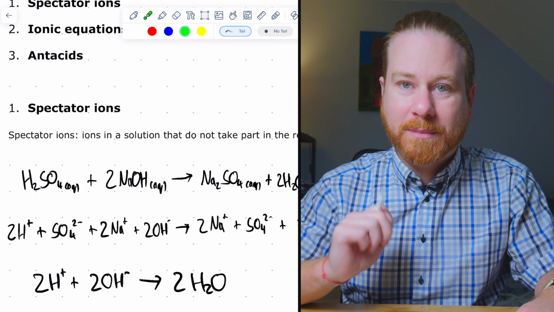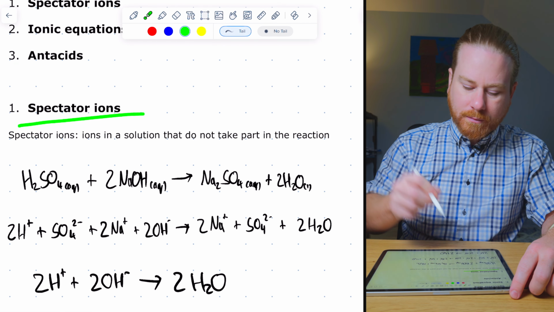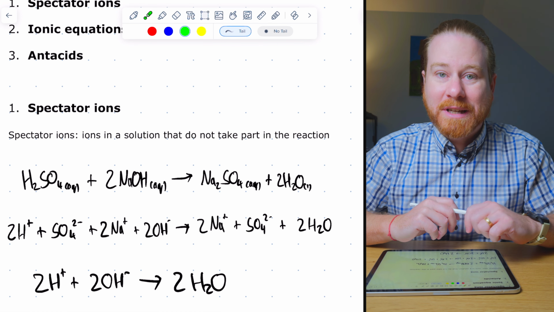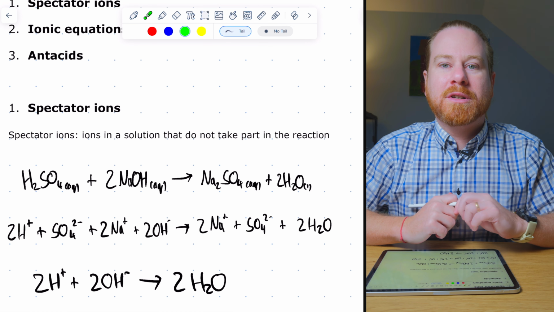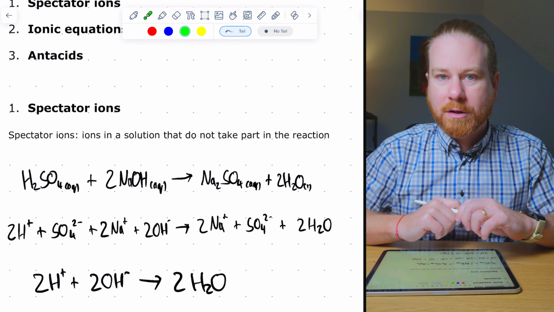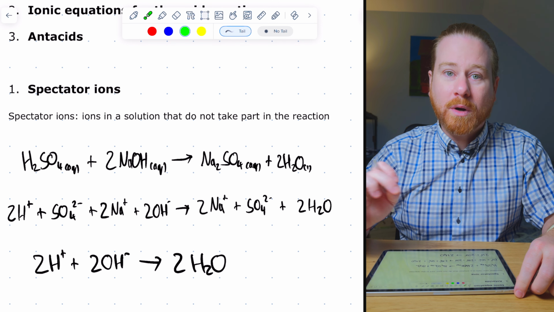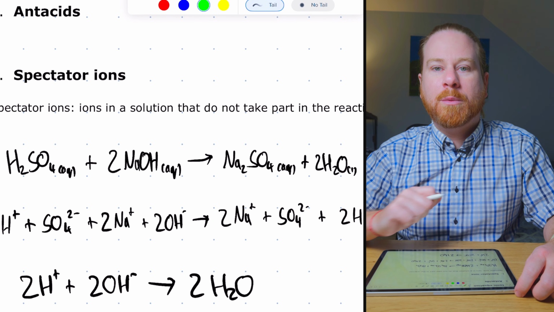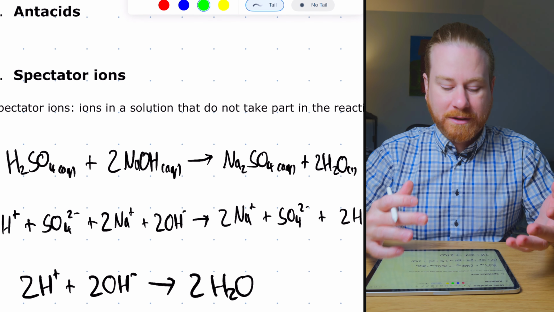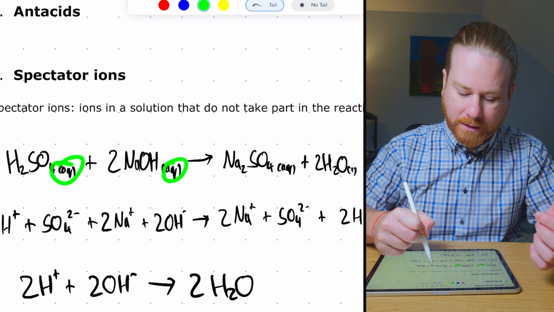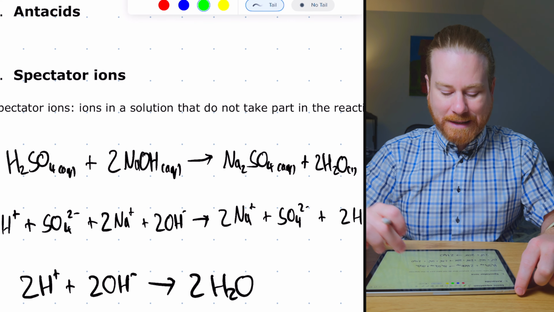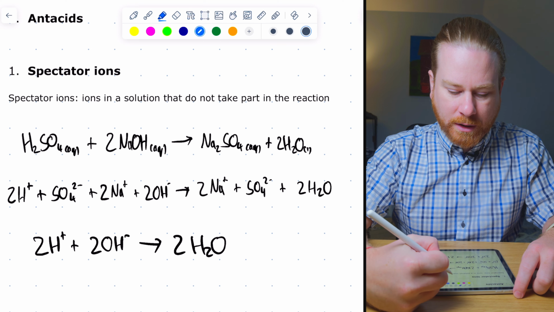Okay, so spectator ions. Here is our definition here. So what is the big idea? They don't do very much. They are just there cheering on from the sidelines. But it is quite hard to see from a regular equation. So what we're going to do is split things up into the ions that make up everything in an aqueous solution. And then from that, it'll be a bit easier to figure out what is going on.